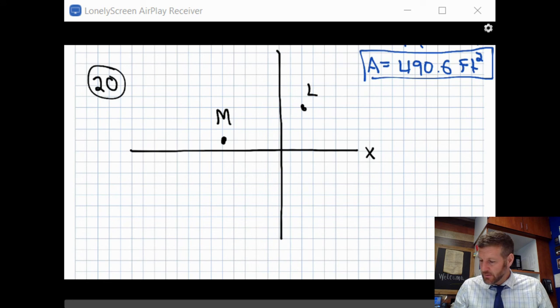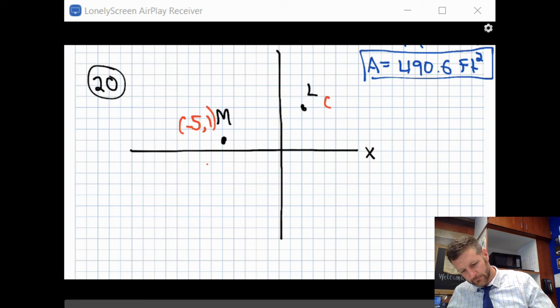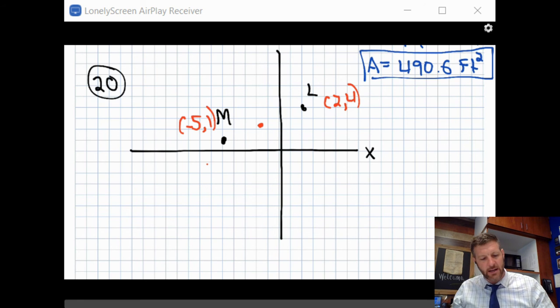But you can see we have points M and L on here, and they were given to us from the book. It said that M is negative 5, 1, and that L is 3, 2. Or no, I'm sorry, that's not right. Negative 5, 1 and 2, 4. And if you're not careful, you're going to find the midpoint and find something right about here. That's not what the problem says.